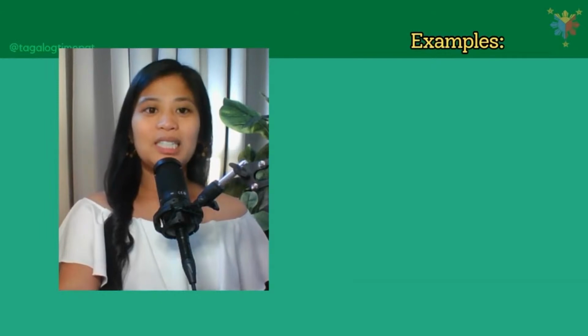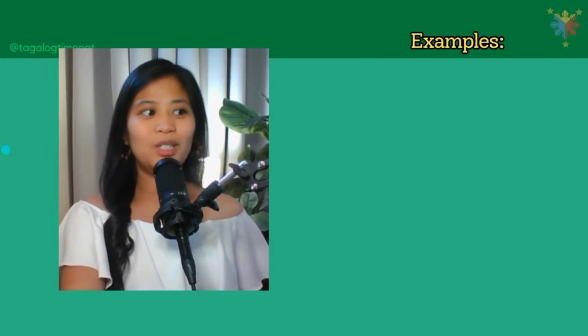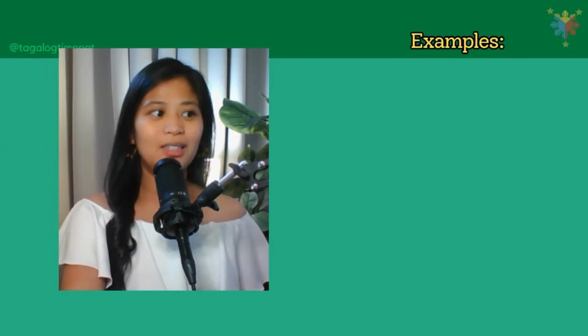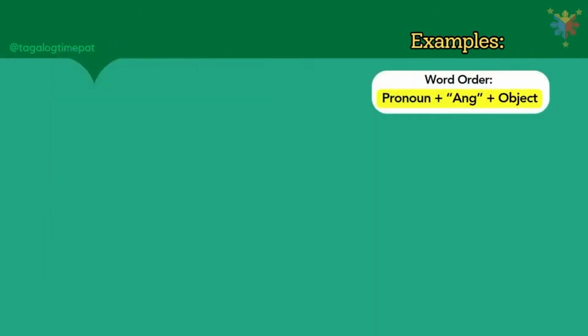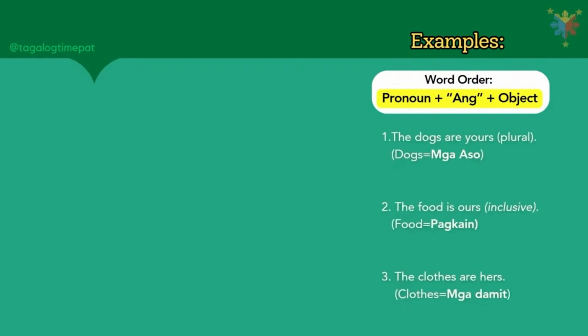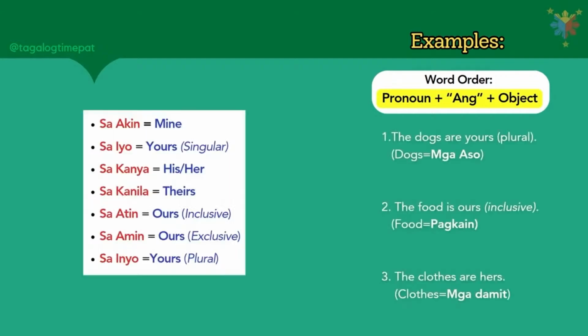Okay, let's take a look at some examples. I think I have to turn off my screen, so let me go ahead and do that. Now here is the word order that we just talked about. Pronoun first, then it's ang, then it's the object. And here are some examples. And here are the pronouns that we just learned. So go ahead and take a minute to do these 3 examples and then we'll go over them together.